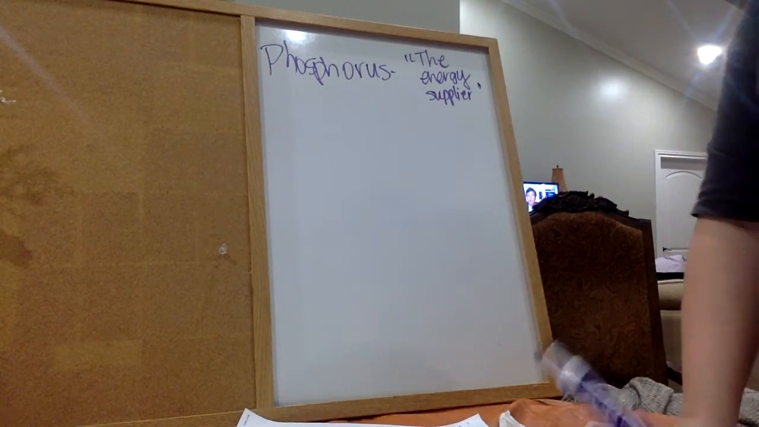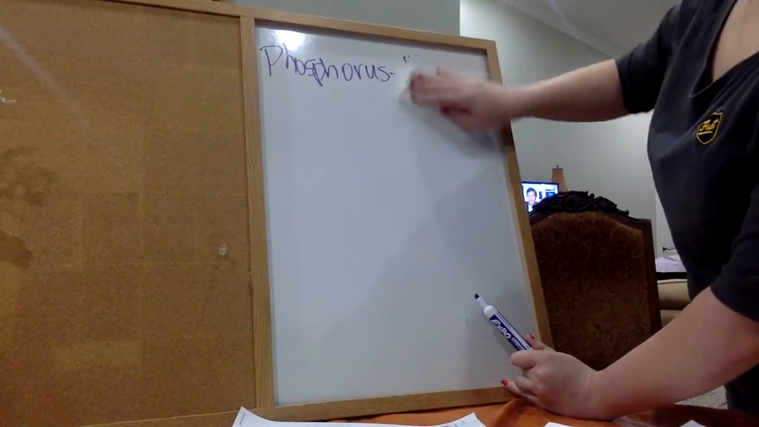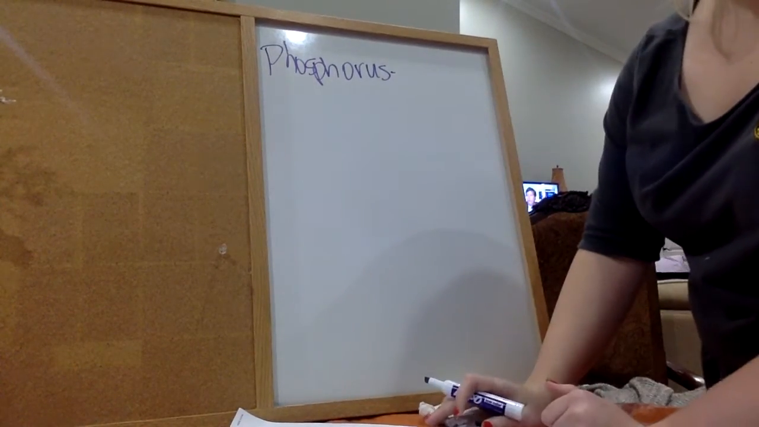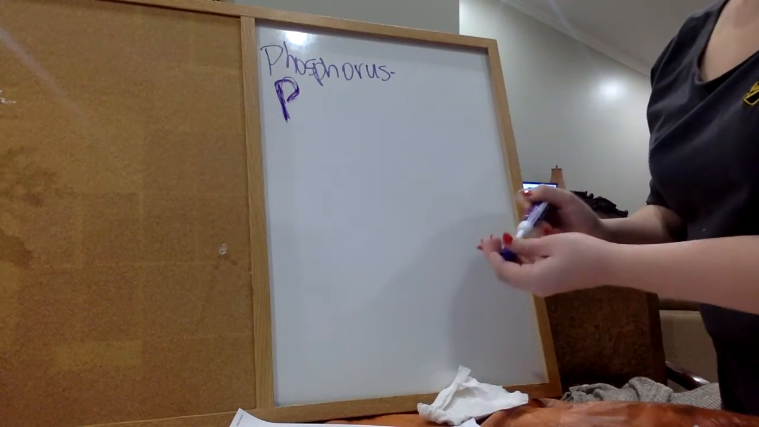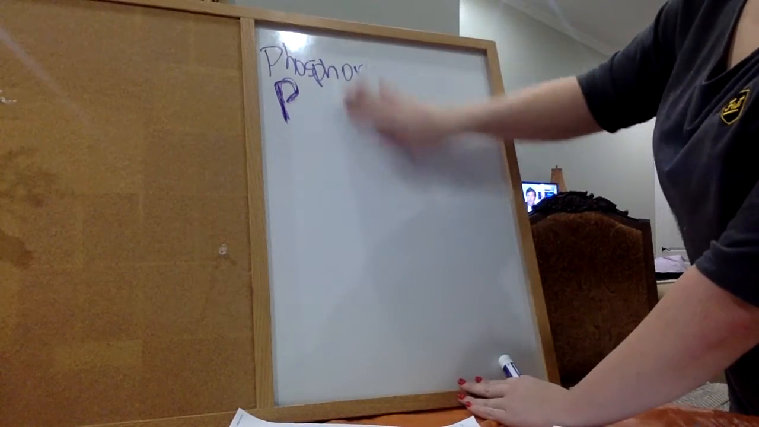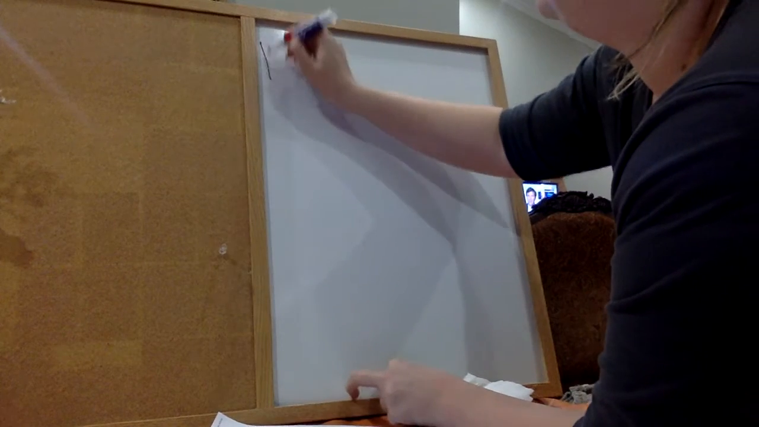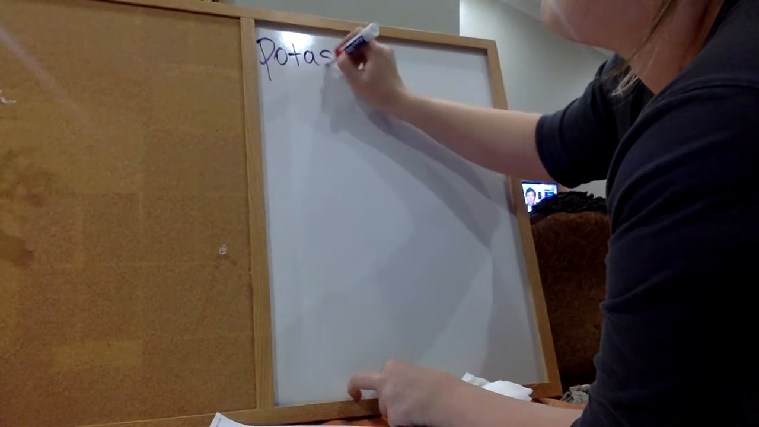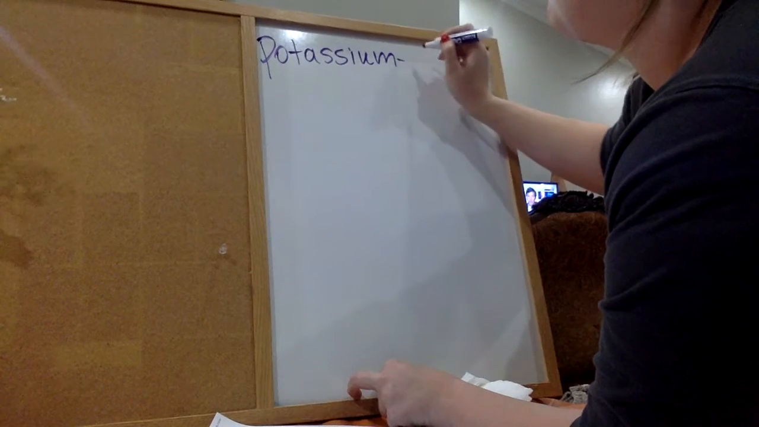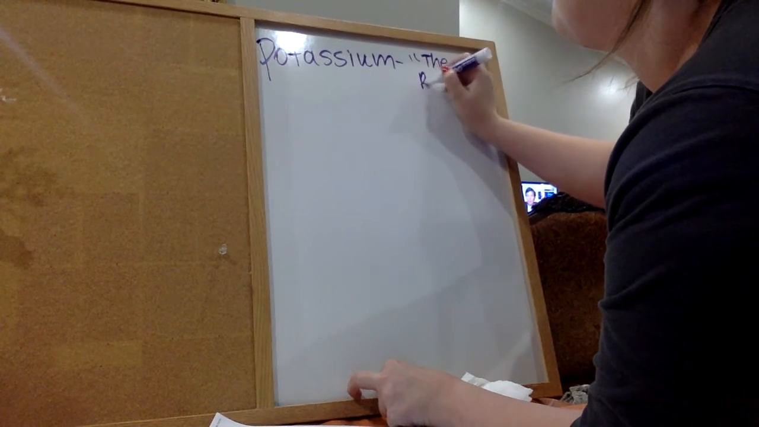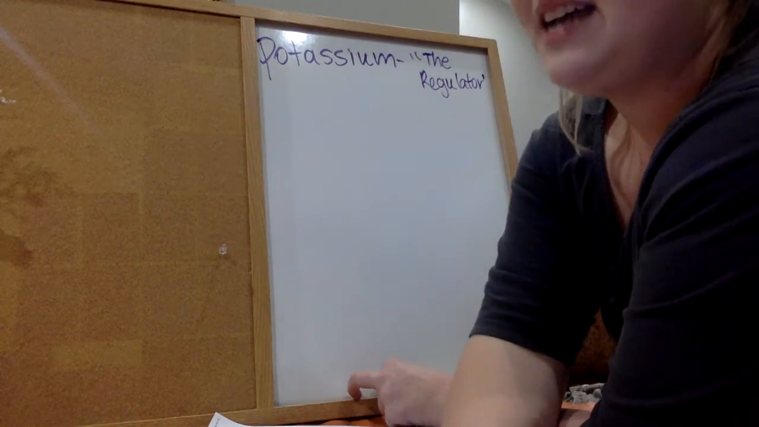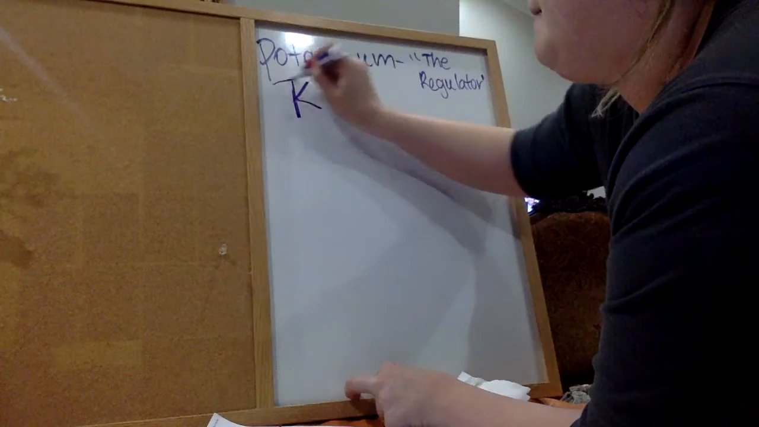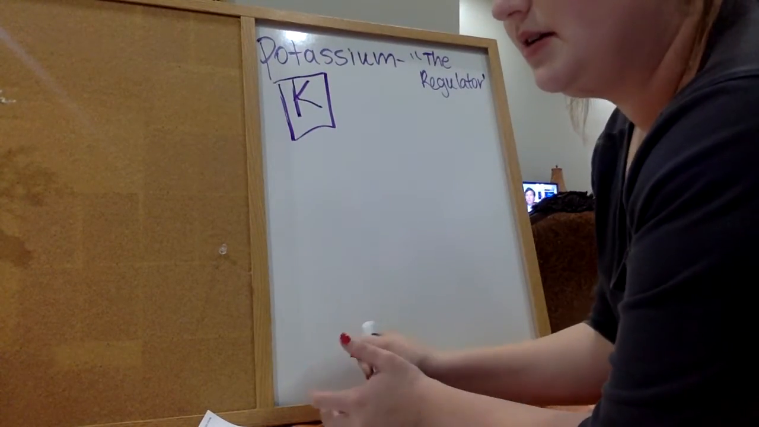Now we're going to talk a little bit about potassium. Also, phosphorus is denoted by a P on the periodic table of elements. I failed to mention that. So we're going to talk about potassium, the regulator. And potassium is denoted by a K on the periodic table of elements.